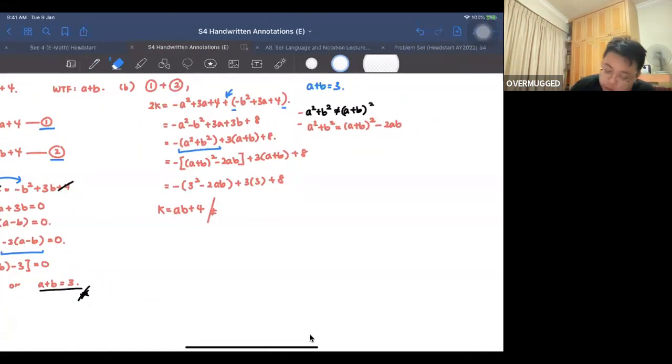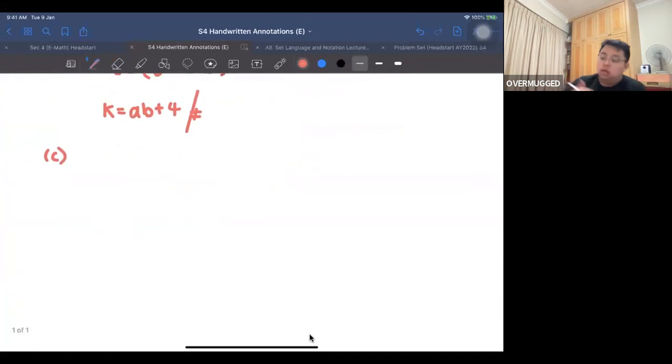Okay, so we'll move on to part C. Part C is more straightforward. The question is asking you for the line of symmetry. Now, this is a quadratic curve. To find the line of symmetry of a quadratic curve, it really depends on which equation is given to you. Sometimes you're given the standard equation, which is the ax squared plus bx plus c equation, or you are given the completed square form. It really depends on the question.